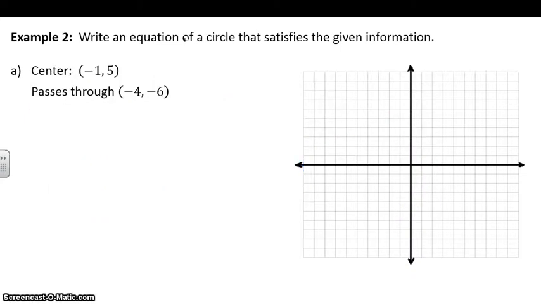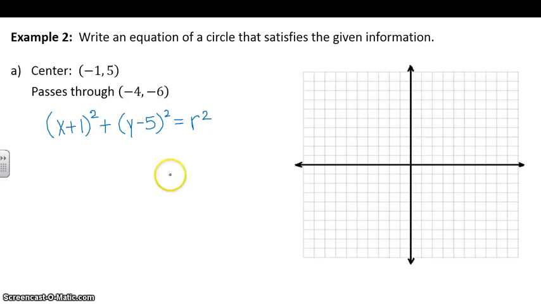Example 2, now I'm giving you some information, and I want you to write the equation of the circle that satisfies the given information. And you actually don't have to graph, because they didn't ask you to, so we're just doing this piece here. So then the center, I already know, then my equation would look something like this. I know I'm going to have (x + 1) squared and (y - 5) squared, but we don't know the radius squared yet.